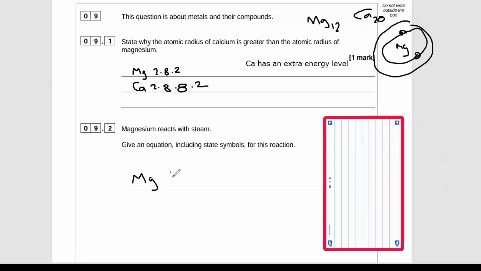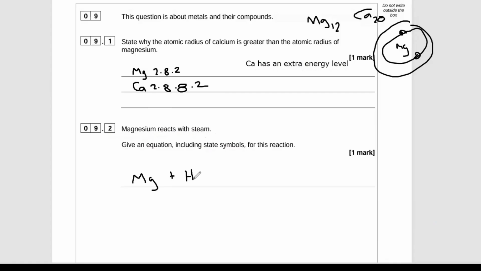So you want to do Mg plus H2O. Now, we need to do state symbols because it says so there. Steam is a gas, not a liquid, so it's slightly different than if you do Mg plus H2O(l). This is a gas. So you're going to get magnesium oxide. It comes out like a white vapor or a white smoke. You also get solid, obviously, magnesium oxide, but you might see a little bit of white smoke as well.